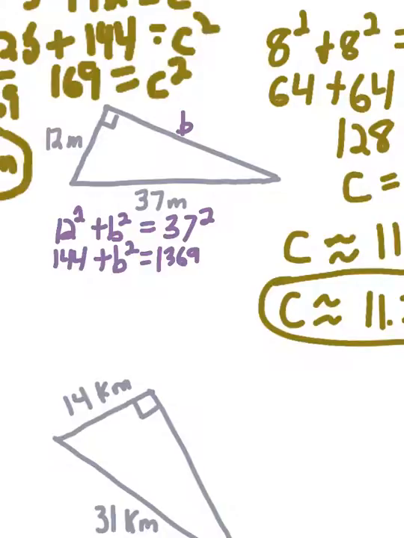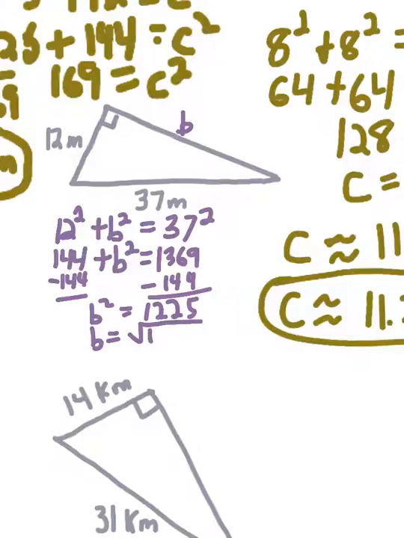When I subtract 144 from each side, I get B squared equals 1225. I know that that's somewhere between 30 and 40. Since it's got a 5 at the end, I can be pretty suspicious that it's going to be 35 squared, which it is if you check it on your calculator. So that would equal 35 meters.